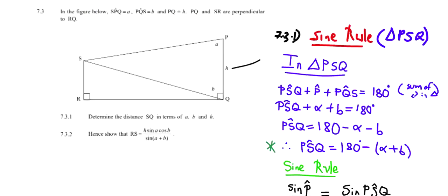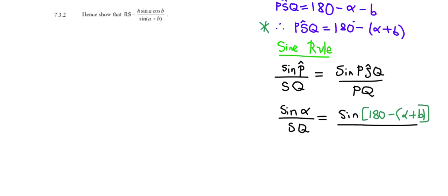We're given H. Do you see? So in place of PQ, I'm going to write H. And then with regards to this, I'm just going to say sine alpha, because we need to simplify it into the furthest form. So I'm just going to say sine alpha over SQ.